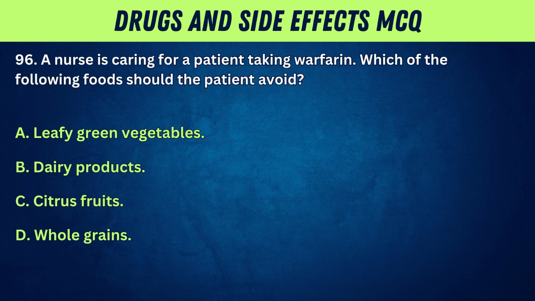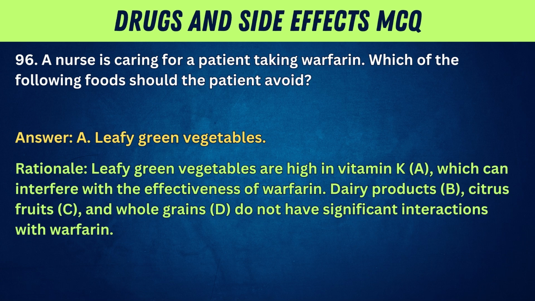96. A nurse is caring for a patient taking warfarin. Which of the following foods should the patient avoid? A. Leafy green vegetables. B. Dairy products. C. Citrus fruits. D. Whole grains. Answer: A. Leafy green vegetables. Rationale: leafy green vegetables are high in vitamin K, which can interfere with the effectiveness of warfarin. Dairy products, B, citrus fruits, C, and whole grains, D, do not have significant interactions with warfarin.